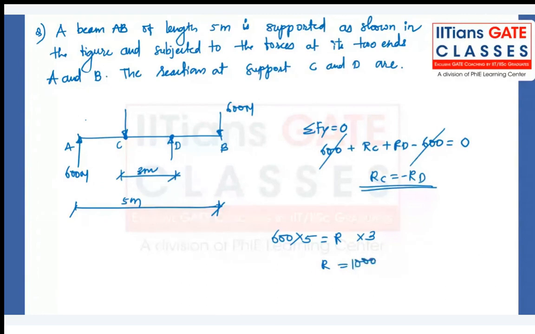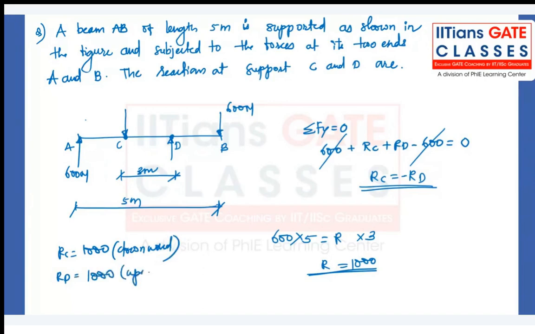Okay, so RC is 1000 downward and RD is 1000 upward. Okay, so the correct answer is 1000. You should directly type 1000 if the question comes without options. If the question comes with options, you can choose accordingly. Okay, any doubt in this question? Is it clear to you all?